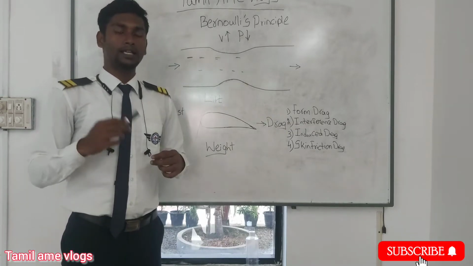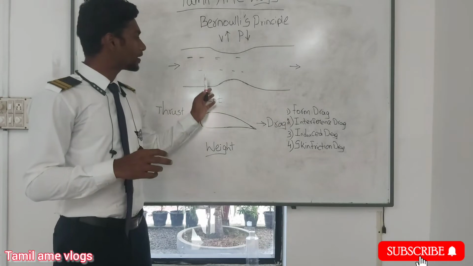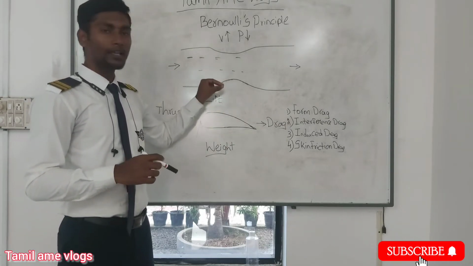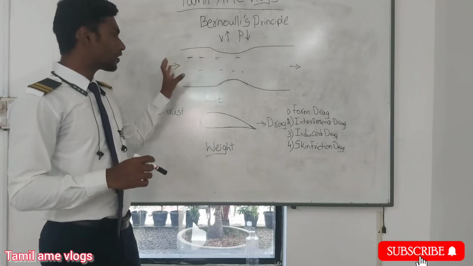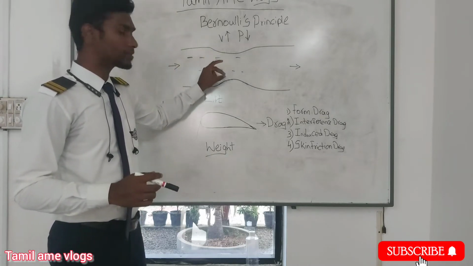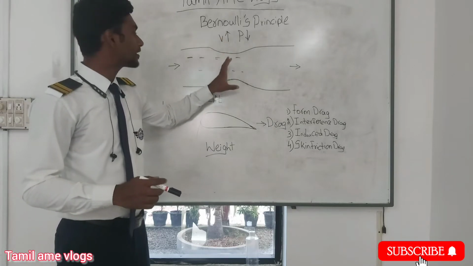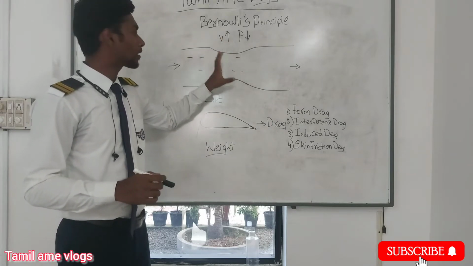Okay. Let us see in detail. Consider this is a Bernoulli's tube. If we compress one area, when the air or some fluid is passing through this compressed area, the velocity will increase and the respective pressure will decrease. Like that Bernoulli's principle works.